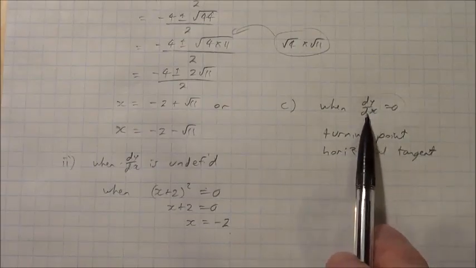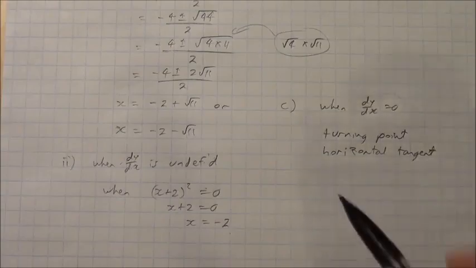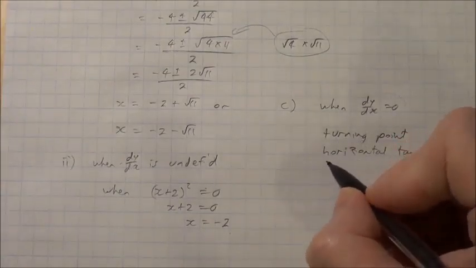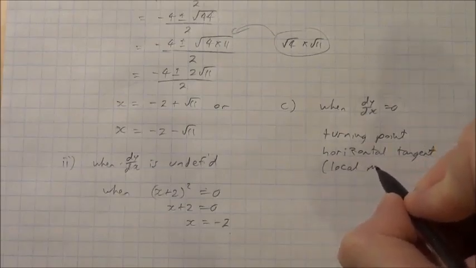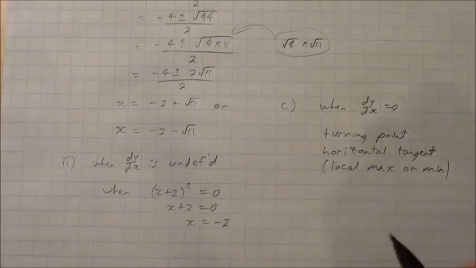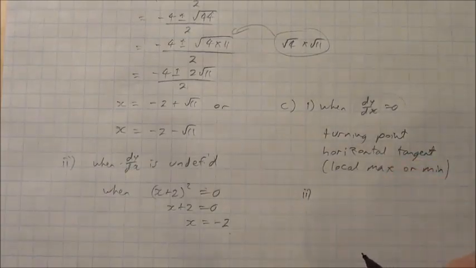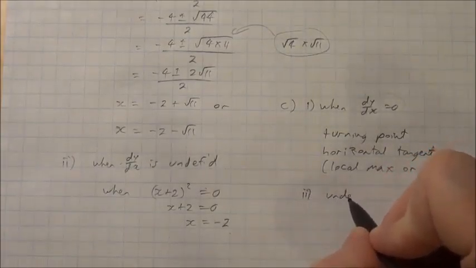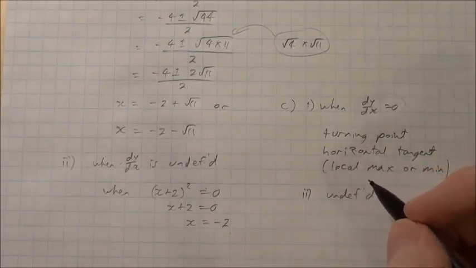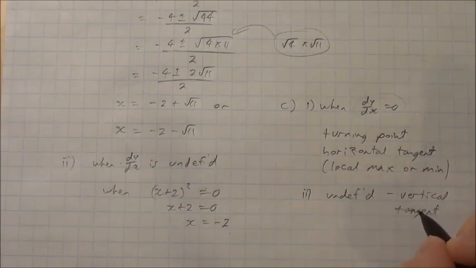And we know that the gradient function is the gradient of the tangent to the function, so that's a horizontal tangent, and therefore the turning point indicates a local max or local min. That was part 1, and then for part 2, it's undefined, which means that there is a vertical tangent at that point.